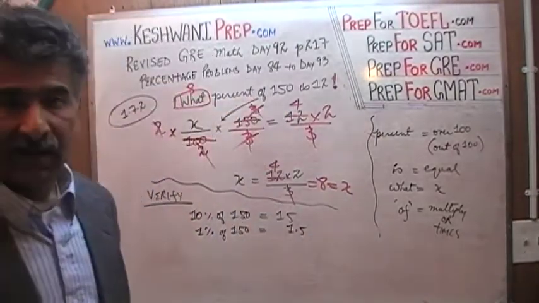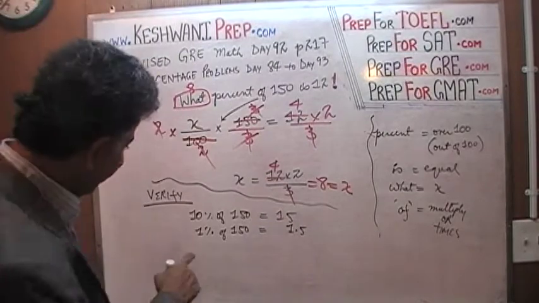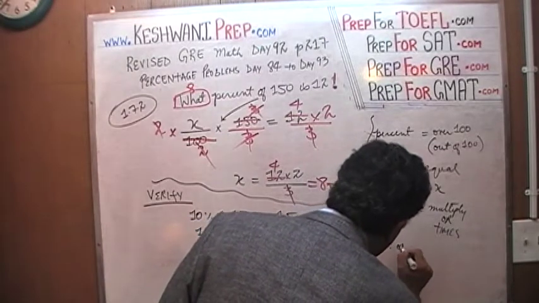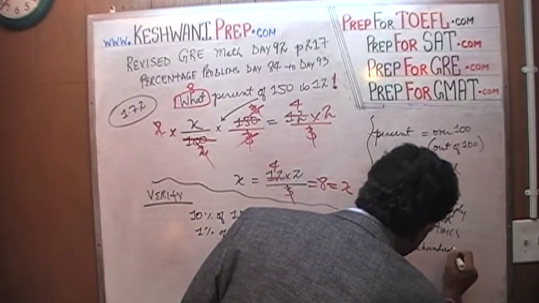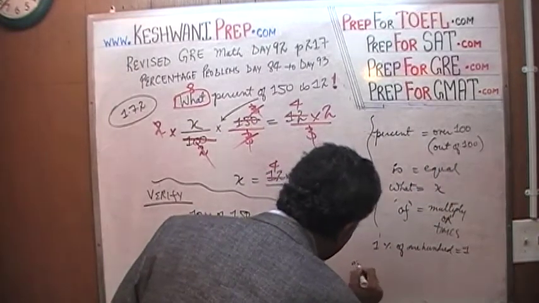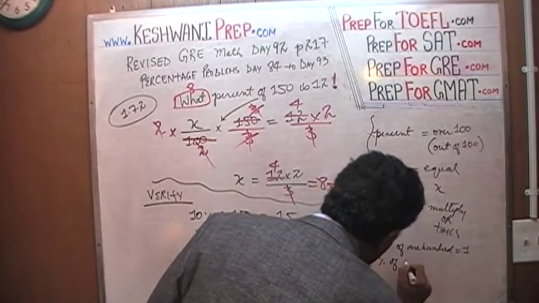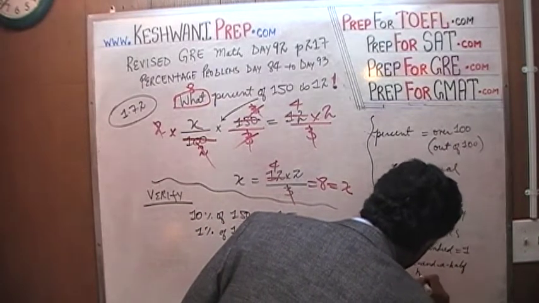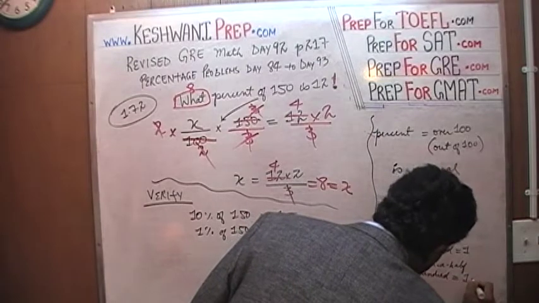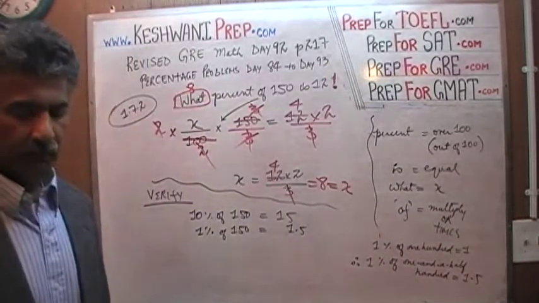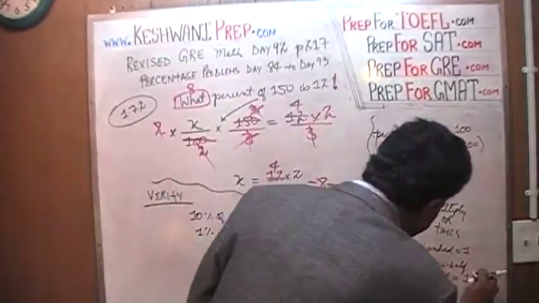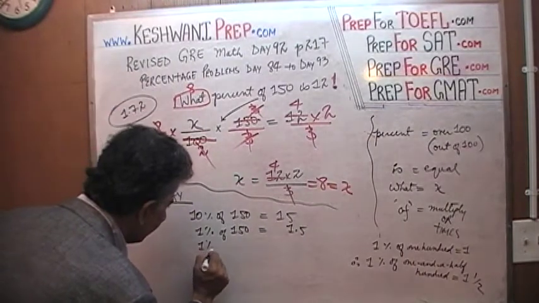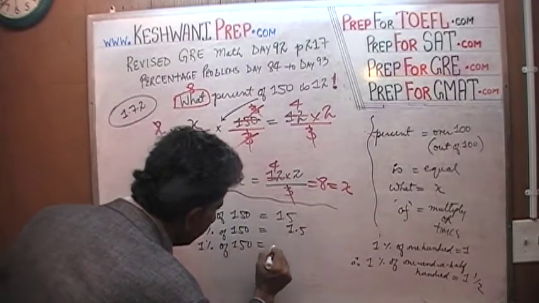And what do I mean by 1.5? 1.5 is 1% of 150. That's what this is. One more time. 1% of 100 equals 1. Therefore 1% of 150 must equal 1.5. And another 1% of 150 would be another 1.5.